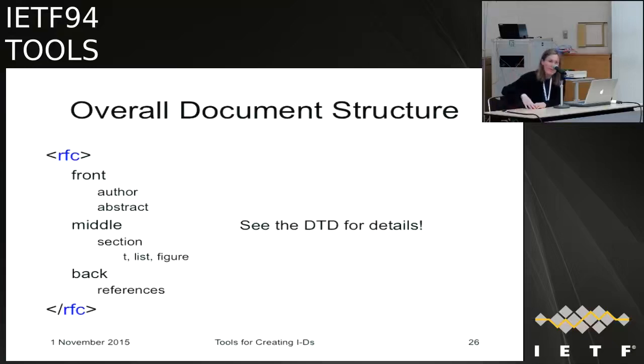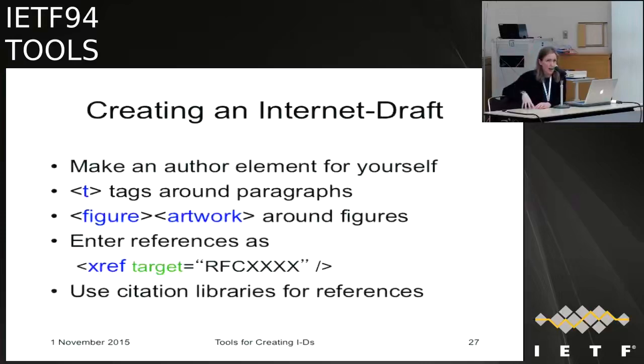The tricky part, the reason that it's hard to build a text to XML converter for use with XML to RFC, is in the middle, in your sections, when you actually get into the meat of your document, putting in figures or tables or even lists, nested lists. It's tricky to automate some of that, especially complicated tables. So if you're creating an internet draft, you want to make an author element for yourself. As I mentioned, the ID wizard can make that easy.